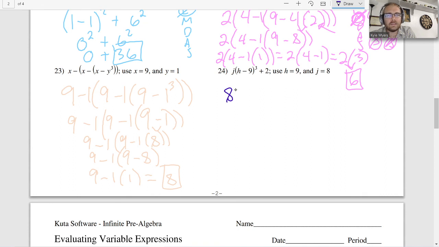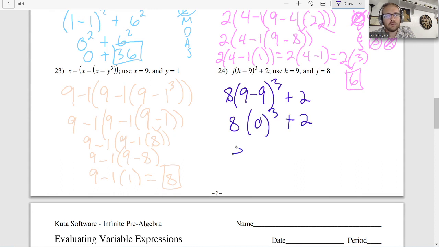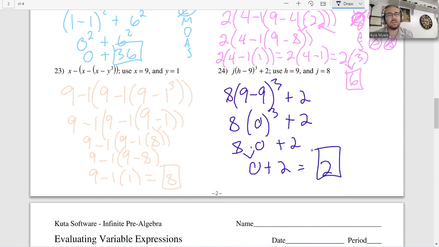Anyways, 8 is J, parentheses. H is 9 minus 9 to the third power plus 2. So this one actually isn't too bad because 9 minus 9 is 0. And 0 to any power is 0. 0 times anything is 0. 0 plus anything is not 0. 0 plus anything is actually that other number. So the answer here is 2.